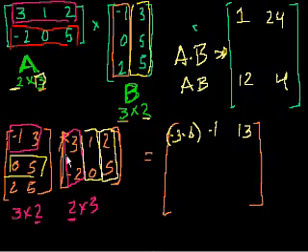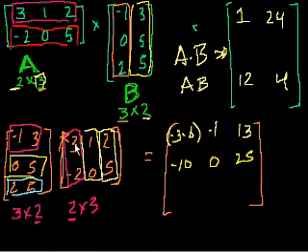So 0 times 3 plus 5 times minus 2, that's minus 10. Then 0 times 1 plus 5 times 0, that's easy, that's 0. 0 times 2 plus 5 times 5, that's 25. Almost there, almost done. Now we're going to take this row and multiply it times each of these columns.